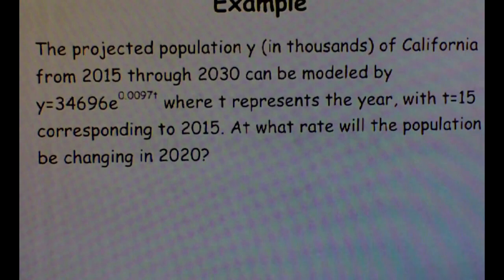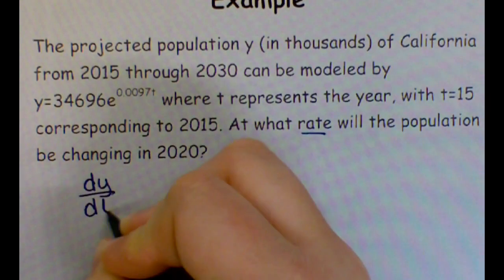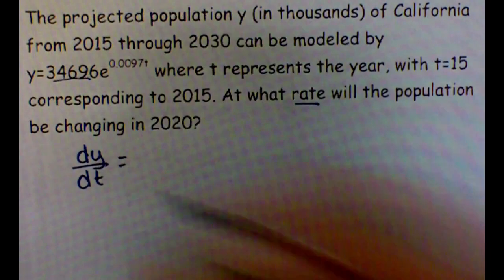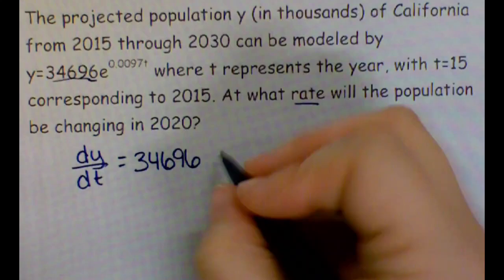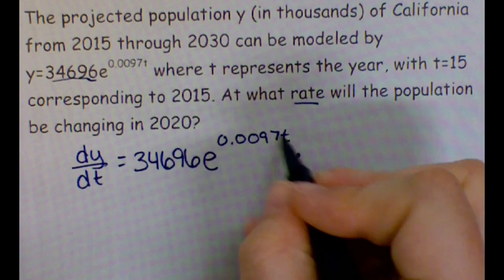All right, now a word problem. Projected population y in thousands of California from 2015 to 2030 can be modeled by this function, where t is the year and t equals 15 is 2015. So that means t equals 0 is 2000. At what rate will the population be changing in 2020? Rate tells me derivative. So we are going to take dy/dt. Well, 34696 is just a constant, so I don't need to deal with it. It just hangs out. Then e to the 0.0097t times the derivative of that exponent, which is 0.0097.